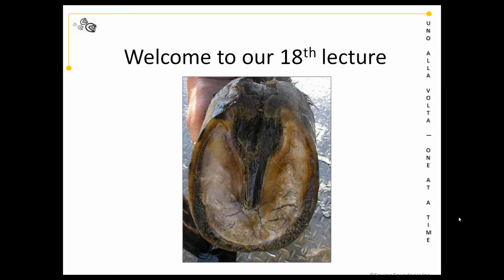The material today is very important to start to understand what happens when things go wrong and what to do about it. And this is something that is very close to every trimmer's heart. So let's talk today about contraction, including navicular syndrome, general thoughts, and classification and prevention.